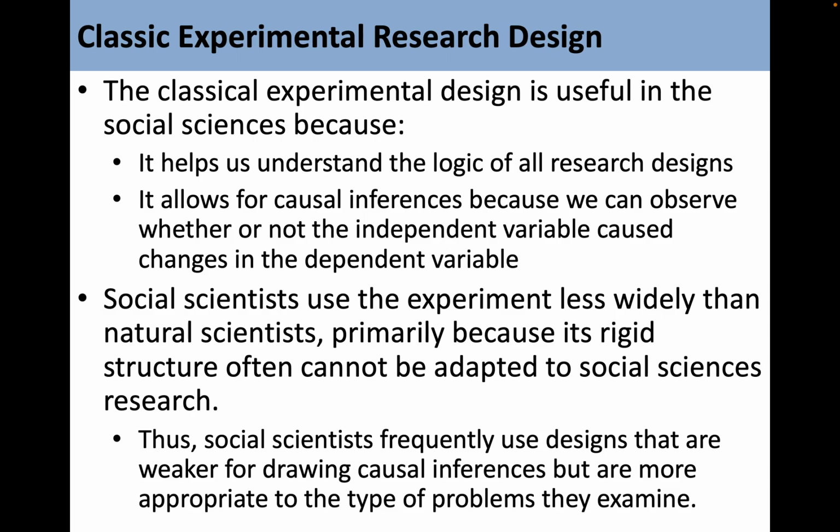It allows for causal inferences because we can observe whether or not the independent variable caused changes in the dependent variable. Social scientists use the experiment less widely than natural scientists, primarily because its rigid structure often cannot be adapted to social science research, just like it doesn't fit in my loneliness research. Thus, social scientists frequently use designs that are weaker for drawing causal inferences, but are more appropriate to the type of problems that they examine.